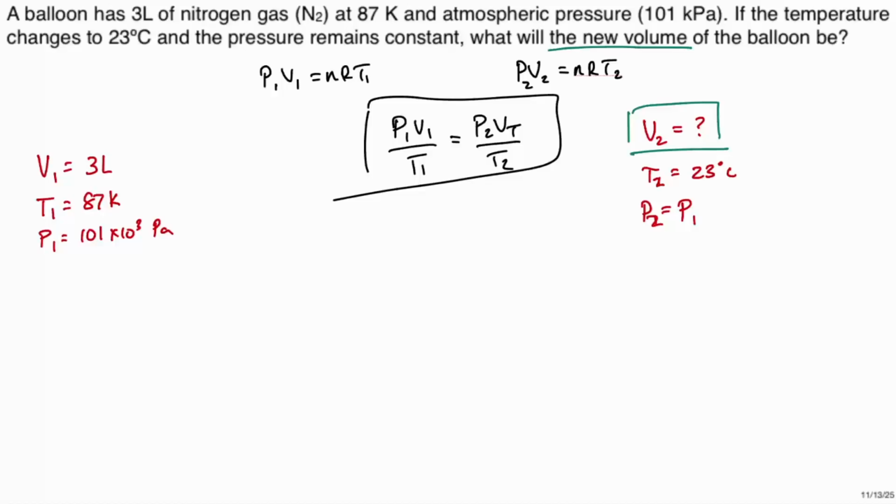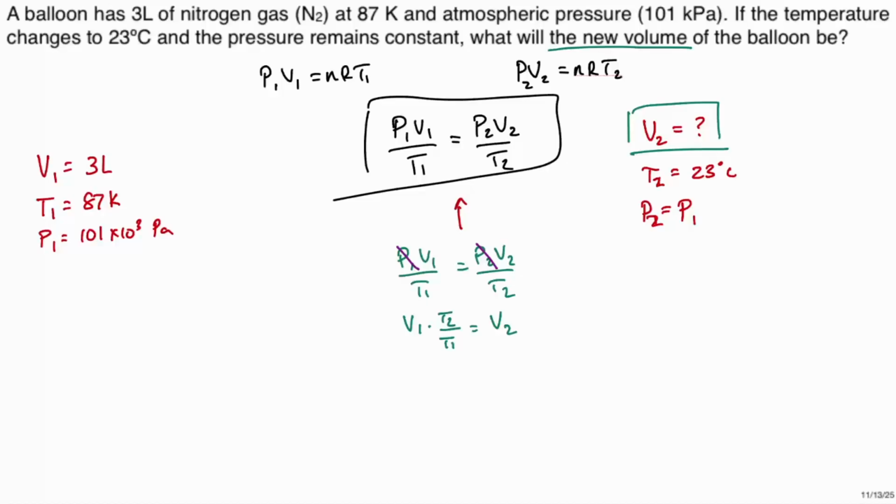Okay. So we need to solve the thing in the box for V2. The thing is, though, I have P1 V1 over T1 equals P2 V2 over T2. P1 and P2 are the same, so what happens? Cancel. Nice. So V1 times T2 over T1 is equal to V2. I multiply both sides by T2 right there.